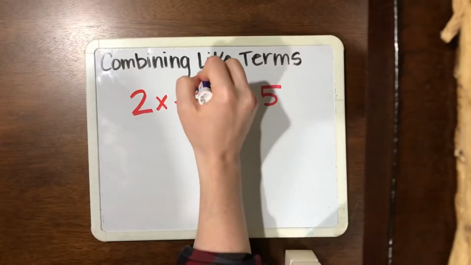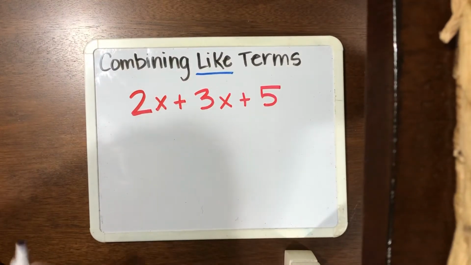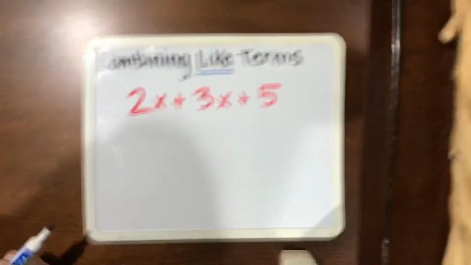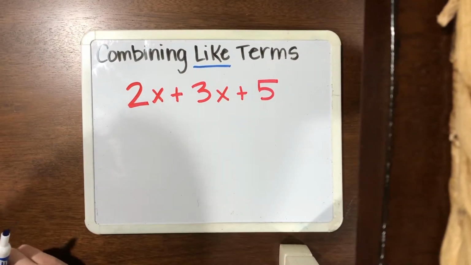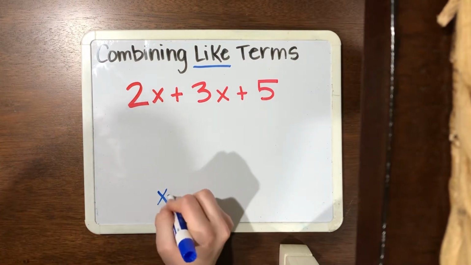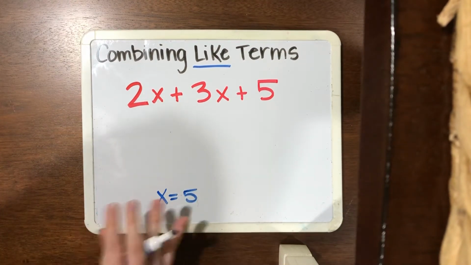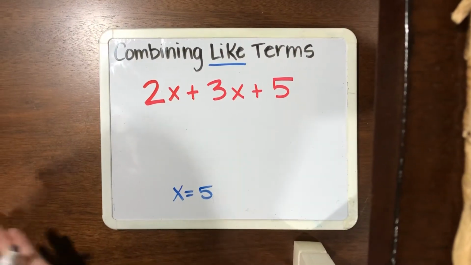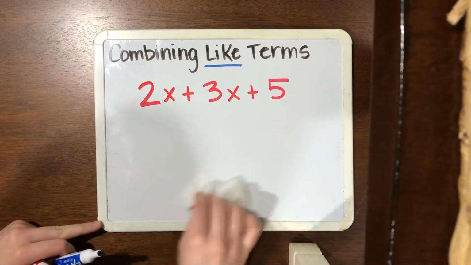And combining like terms is exactly what it sounds like. To combine means to put 2 things together. And like means they have to be the same. So, like I said before, sometimes we'll have solutions that might look like x equals 5, but we're not there because we don't have an equal sign, remember? So our final solution is going to be in expression form.